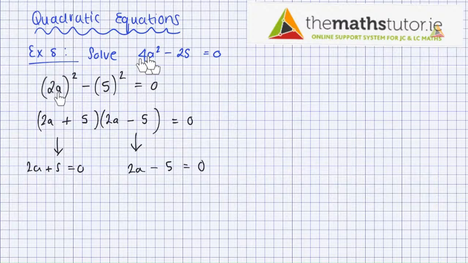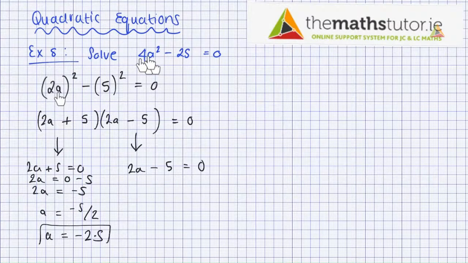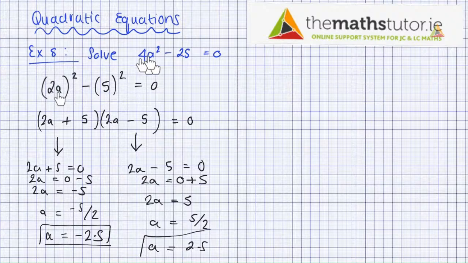So we need to solve for a. So 2a is equal to 0, take away 5. So 2a is minus 5. So we want what a is. So a is going to be minus 5 divided by 2. So that's one solution, or you could say minus 2.5. So a is minus 2.5. Your other solution then is going to be 2a is equal to 0 plus 5. So 2a is equal to 5. So a is equal to 5 over 2. So then a is equal to 2.5. And that's your other solution. And that's how you solve that one.